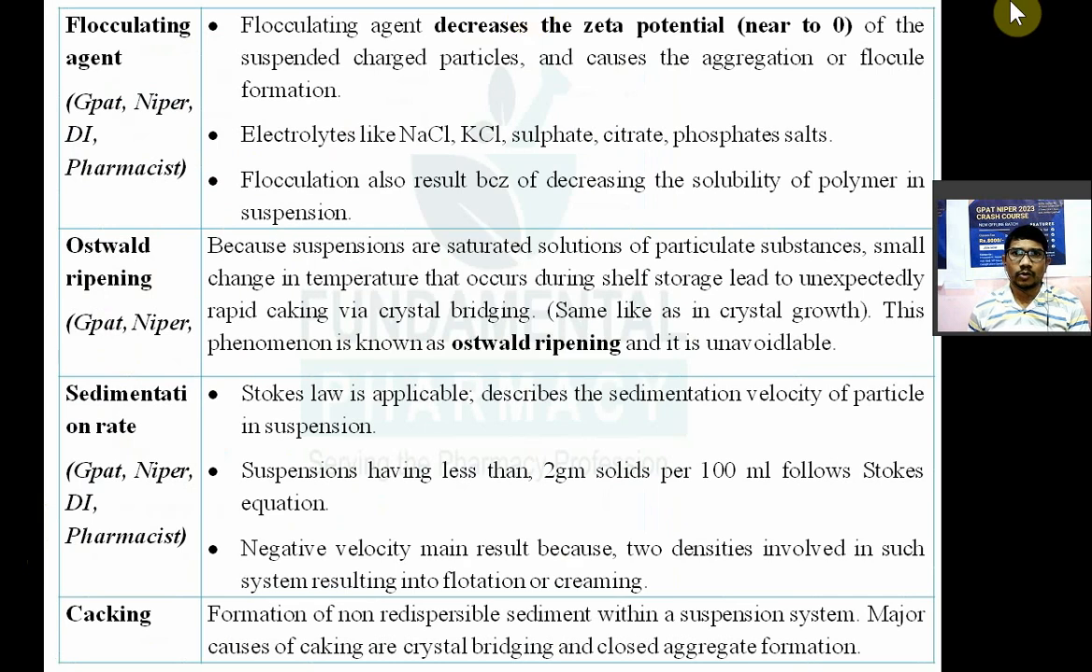Now flocculating agent, what do they do? They decrease the zeta potential. इसके ऊपर क्वेश्चन आ चुका है.